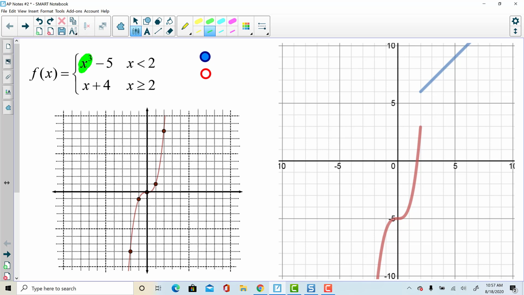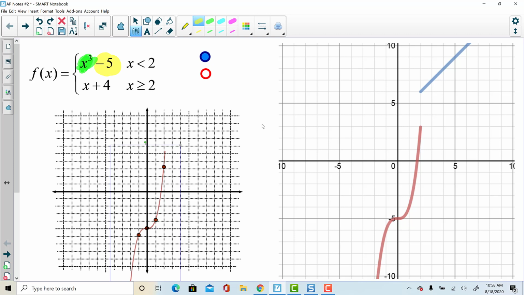third. Okay, so when x is less than 2, we're going to take x to the third, and if you remember how to do shifting, this is just going to be minus 5. That means down 5. So we're going to take this x to the third function and move it down 5. Okay, there, we moved it down 5.